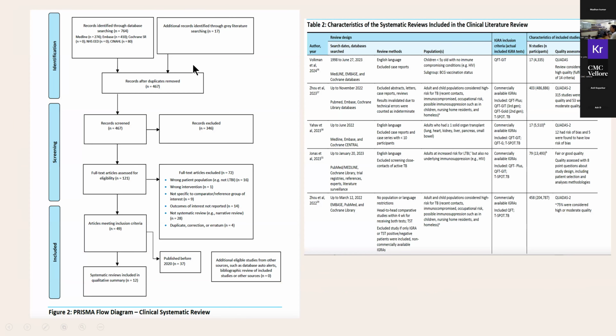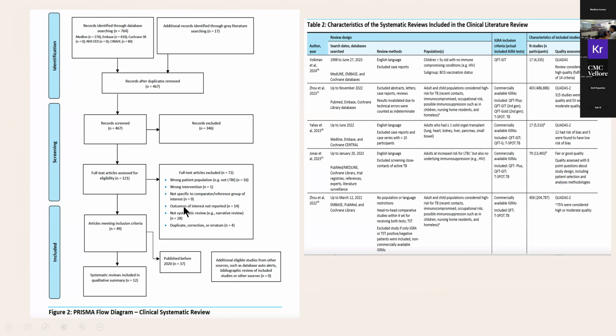So they identified, this is a PRISMA, around 764 articles. Through grey literature, 17 articles. After removing duplicates, they had 467. Full text eligible were 121.